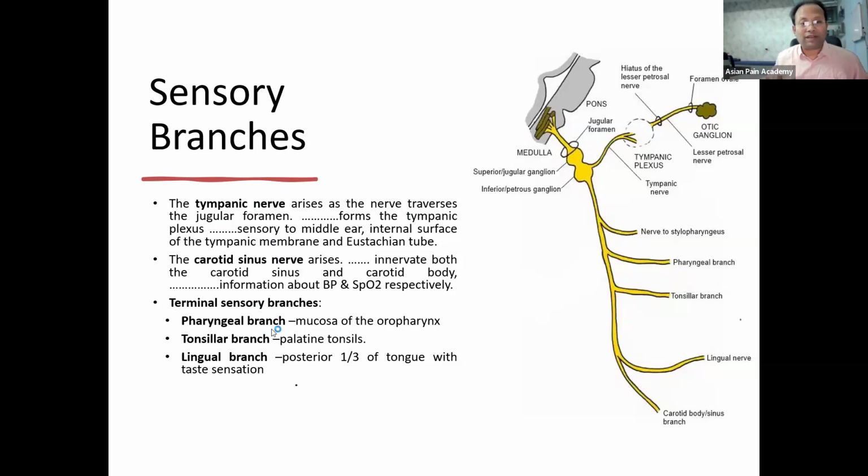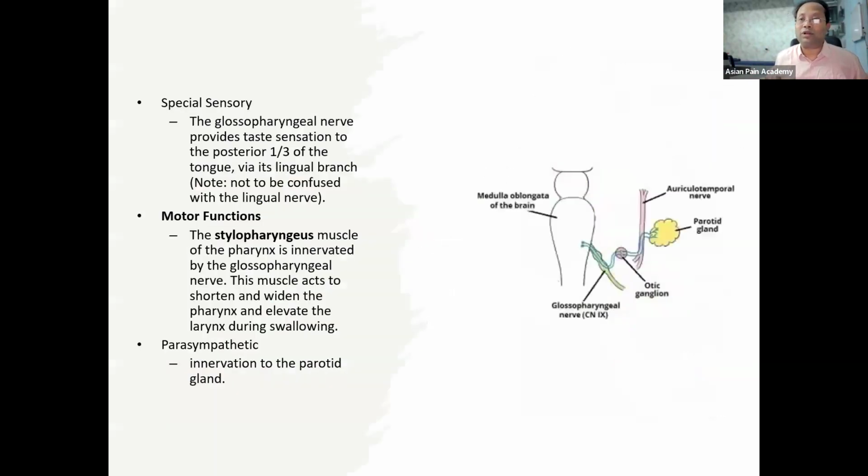Now, the terminal branches. The pharyngeal branch supplies the mucosa of the oropharynx, the tonsillar branches supply the palatine tonsil, and the lingual branch supplies the posterior one-third of the tongue with taste sensation also. These will be affected in a case of glossopharyngeal neuralgia, and the distribution is the same. Special sensory means taste sensation, so for the posterior one-third of the tongue, the patient's taste sensation may be affected.